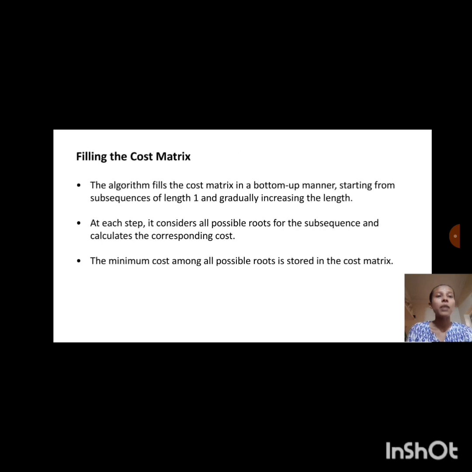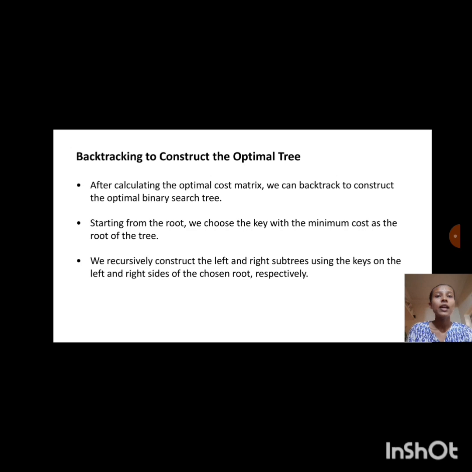Filling the cost matrix. The algorithm fills the cost matrix in a bottom-up manner, starting from subsequence of length 1 and gradually increasing the length. At each step, it considers all possible routes for the subsequence and calculates the corresponding cost. The minimum cost among all possible routes is stored in the cost matrix.